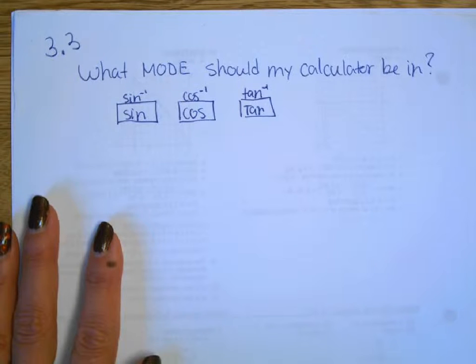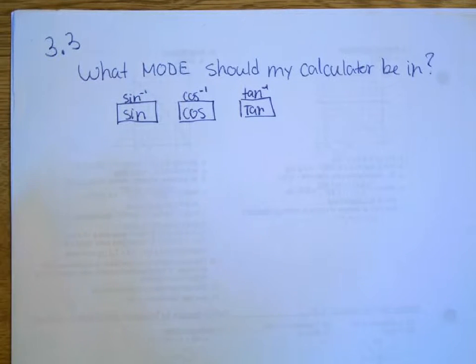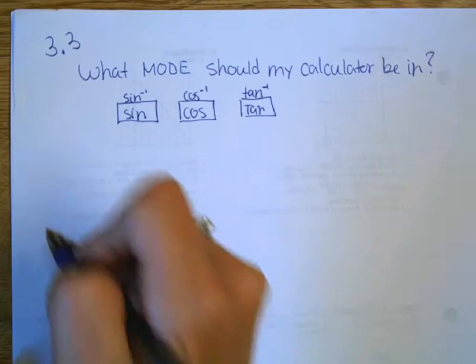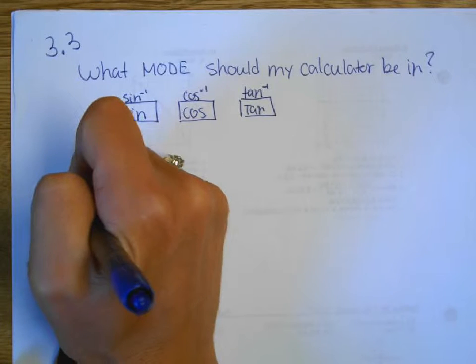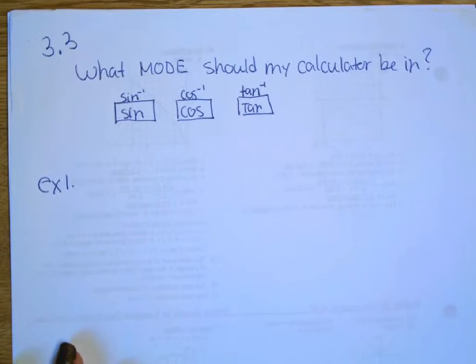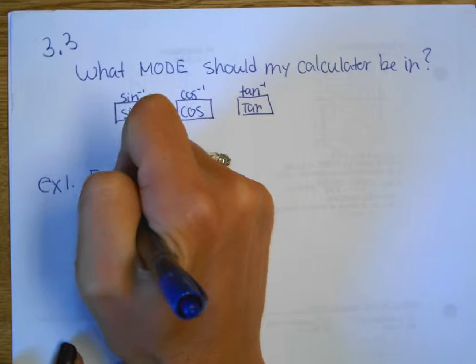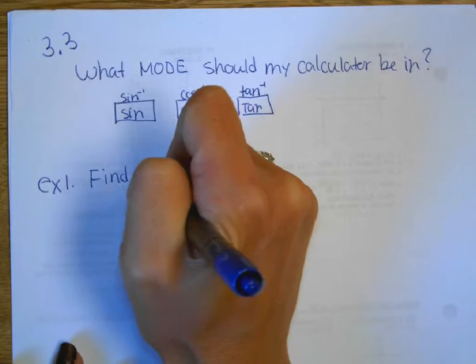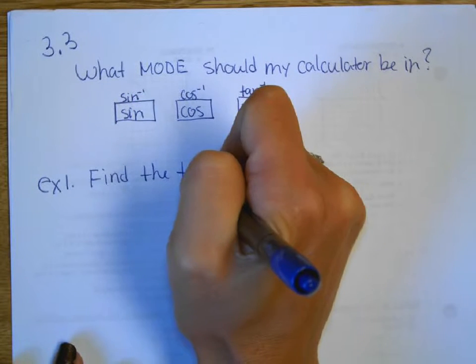So right now, there are 2 modes to be in, and we're going to flip back and forth today. As we go through the examples, you're going to be able to tell me, oh, I need to be in this mode, or oh, I need to be in this mode. So our first example: find the trig value.